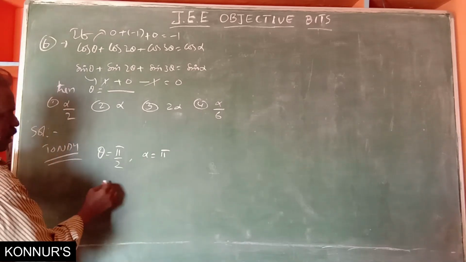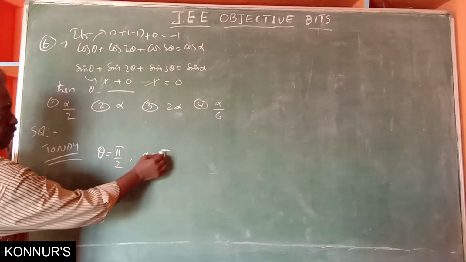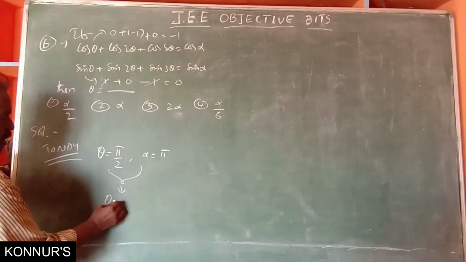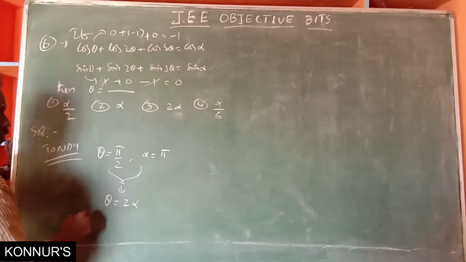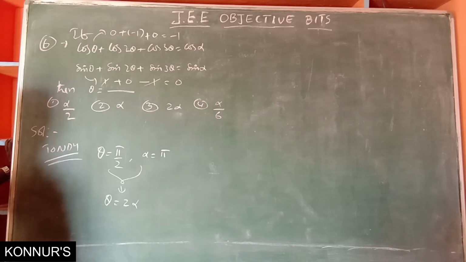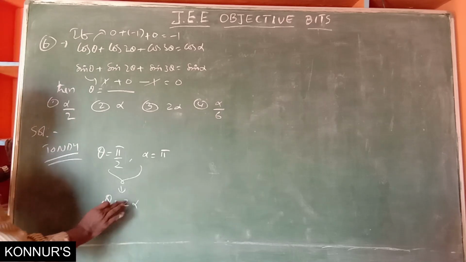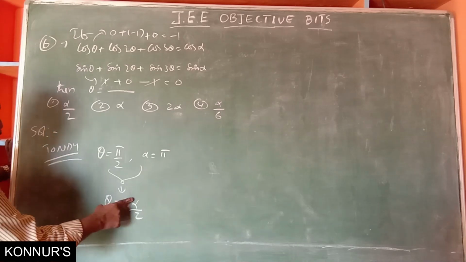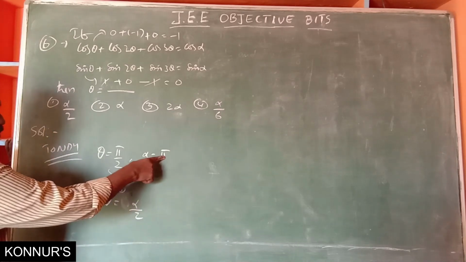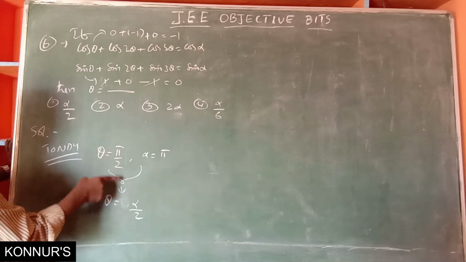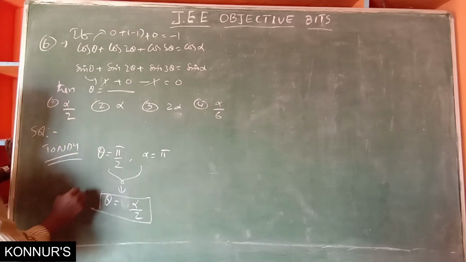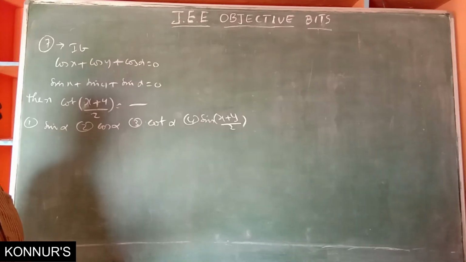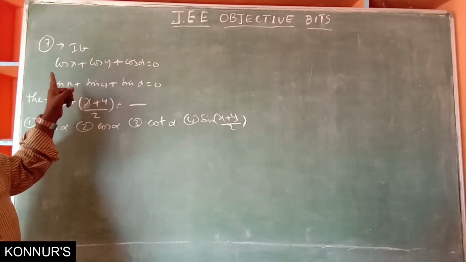So here you see theta is equal to pi by 2, alpha is equal to pi. By using these two, what is the relation? Theta is equal to alpha by 2. Will you agree? Okay? Theta is equal to alpha by 2, because alpha is pi, so pi by 2. Will you agree? So this is the first option. Okay? Yeah. Seventh problem.